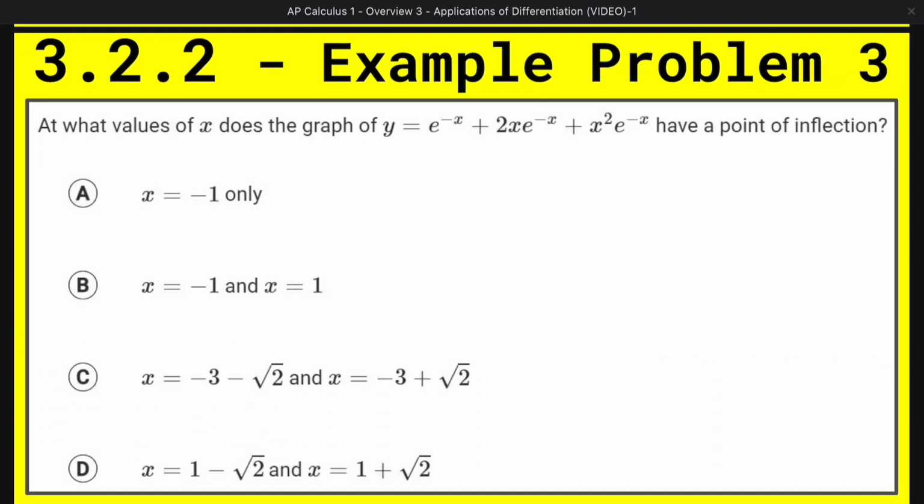All right, so example problem number 3, it says at what x values, so we're looking for x values here, does the graph, this whole thing right here, have a point of inflection. So first thing we're going to need to do is find the second derivative. So first thing is, let's find that derivative.